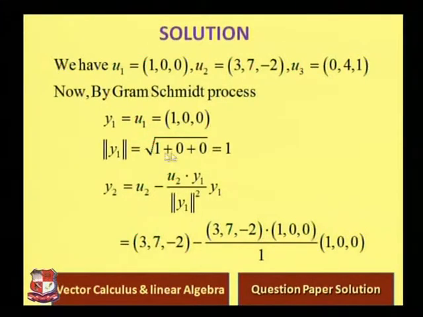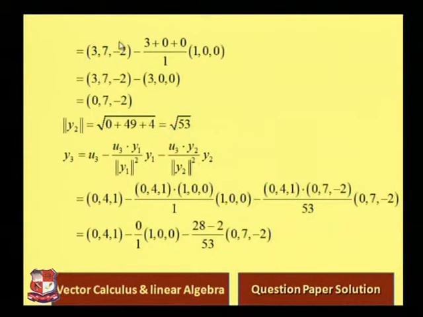Now substitute all the values. u2 is 3 7 minus 2, and y1 is already found, 1 0 0, with norm y1 equal to 1. So the dot product gives 3 times 1 plus 0 plus 0, divided by 1, which gives 3. Now 3 7 minus 2 minus 3 0 0 gives y2, and then we compute its norm.